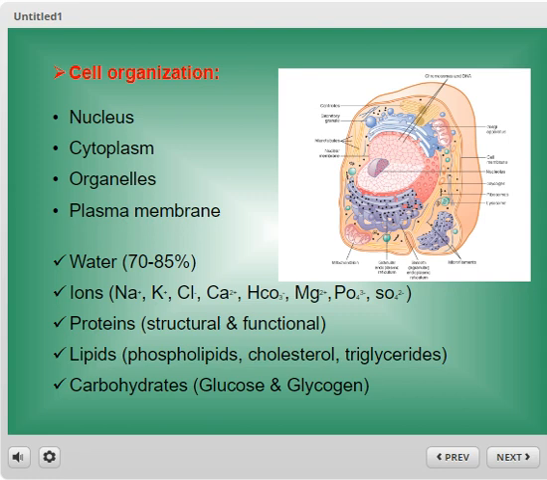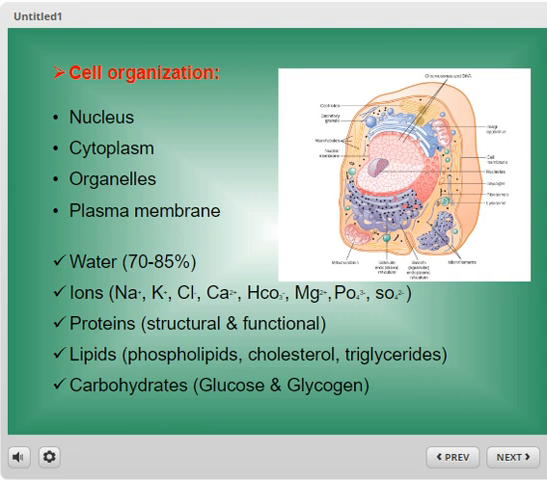Protein is another component. Protein has a structural and functional role in the cells, and the lipids include phospholipid, cholesterol, and triglyceride. The phospholipid is a major component of the cell membrane. Cholesterol is important for stabilizing the cell membrane, and the triglyceride is an energy storage molecule. Finally, the carbohydrate.